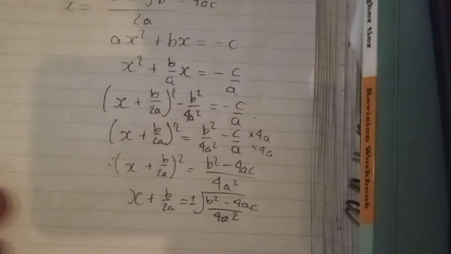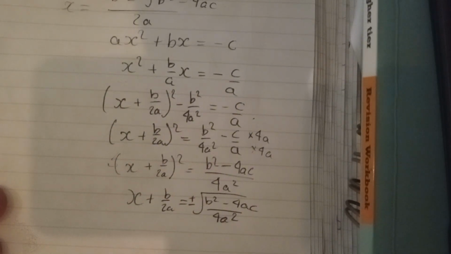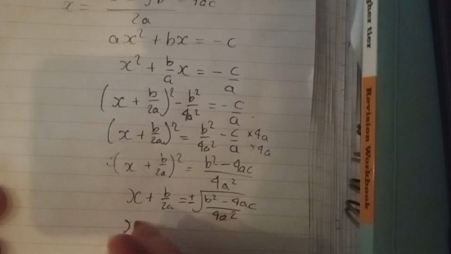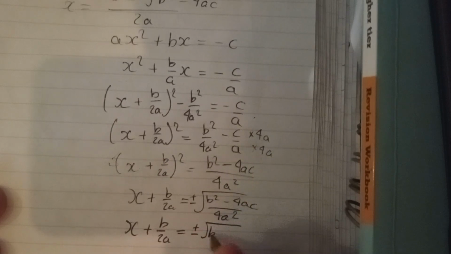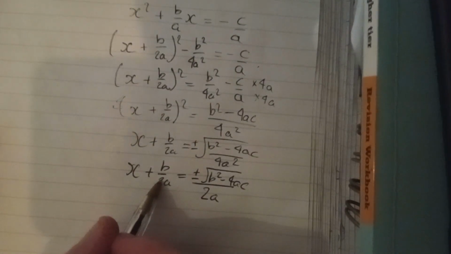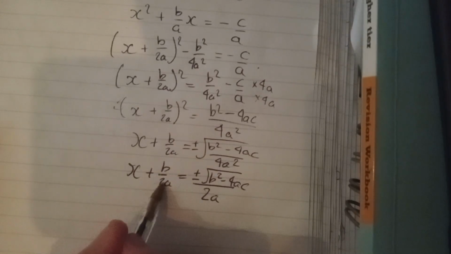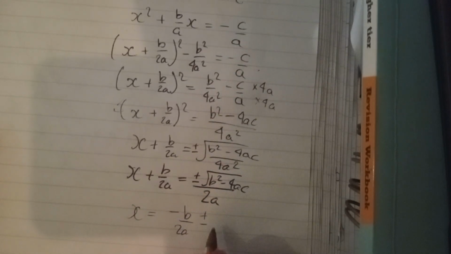And if you looked at the video for the rules for the surds, root a over b is the same thing as root a divided by root b. So that means that we can also write this as root b squared minus 4ac over 2a. And now all that is left to do is, since we have the same denominator, we can move this over to get x is minus b over 2a plus or minus root b squared minus 4ac over 2a.